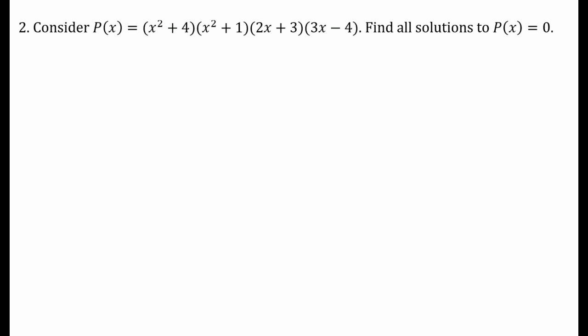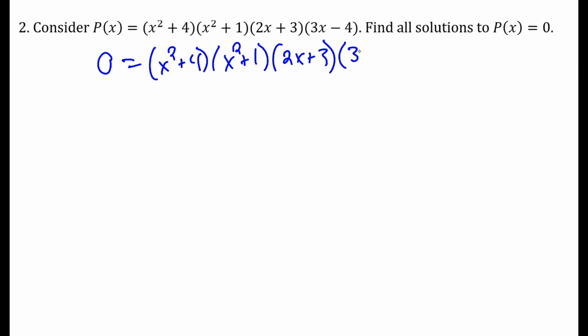Number 2, consider p of x. Find all solutions to p of x equals 0. So I want to find when is this polynomial equal to 0? Well, this is a polynomial equation, and there's 3 things that need to take place. It needs to be set equal to 0. Check. It needs to be factored. Well, it's kind of factored.